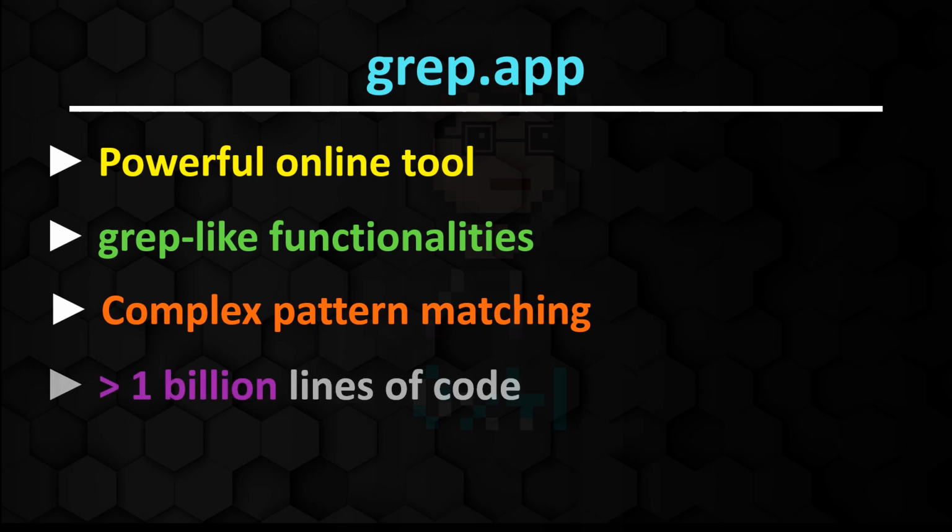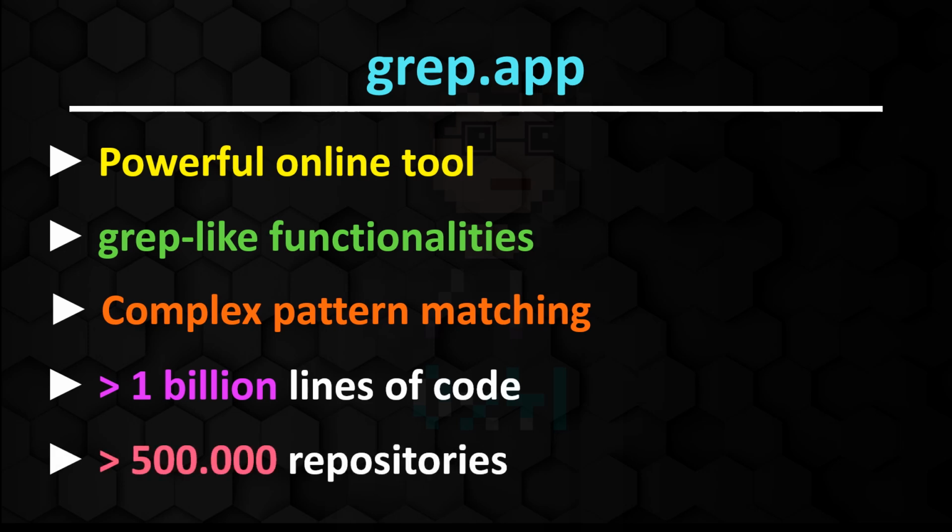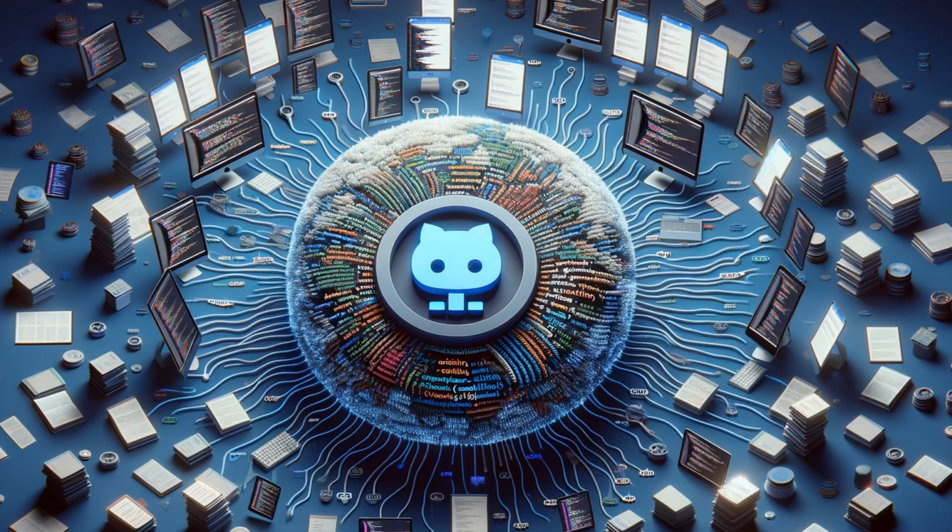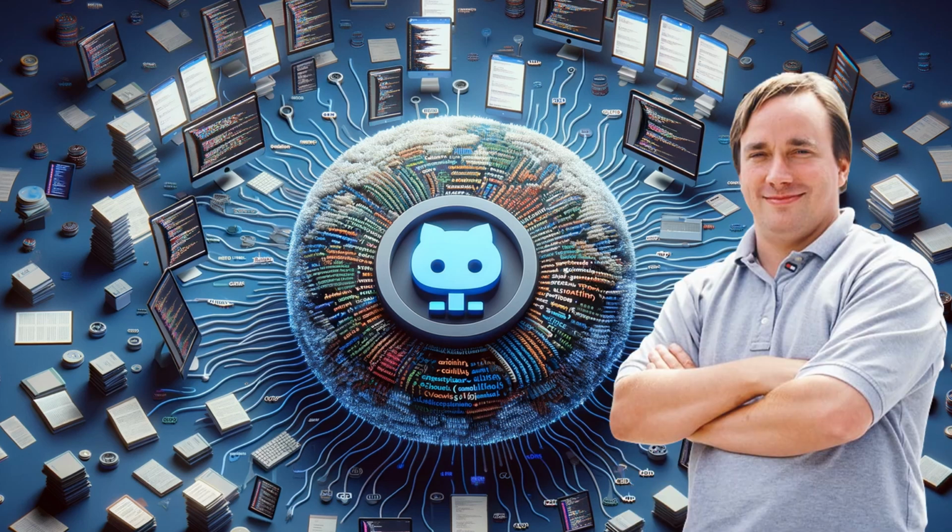It scans through billions of lines of code across over 500,000 repositories hosted on GitHub, providing developers, researchers, and curious minds with the ability to search for specific pieces of code, patterns, or even comments across a vast array of open source projects. GitHub is a web-based platform that serves as a repository hosting service, providing version control and collaboration features primarily for code. It utilizes Git, a distributed version control system designed by Linus Torvalds, the creator of Linux, to allow multiple developers to work together on projects from anywhere in the world.